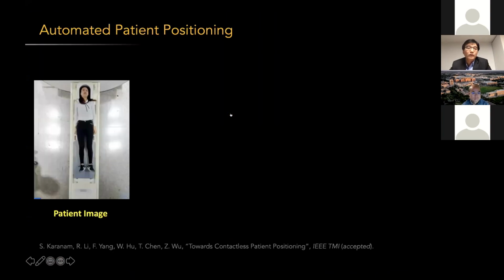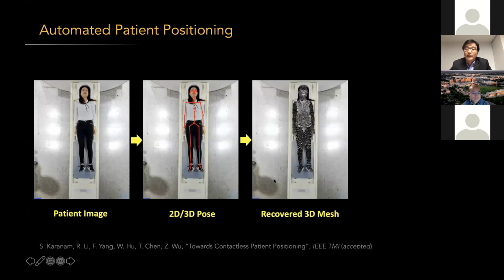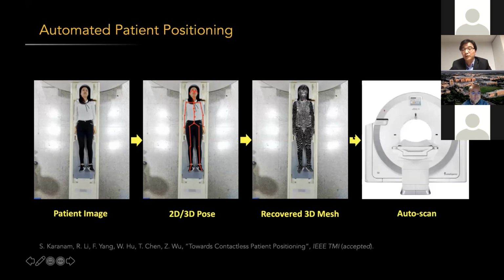So let's go through the detailed steps. How can we do automatic patient positioning? Firstly, using the camera on the top, you get a patient image like this. Then you identify all the major points on the 2D images. Then you use an AI-based technique to recover 3D meshes on top of these 2D images. If you want to scan the chest area, it automatically localizes the starting and ending points, then moves the table. In this way, the scanner can automatically scan the patients.